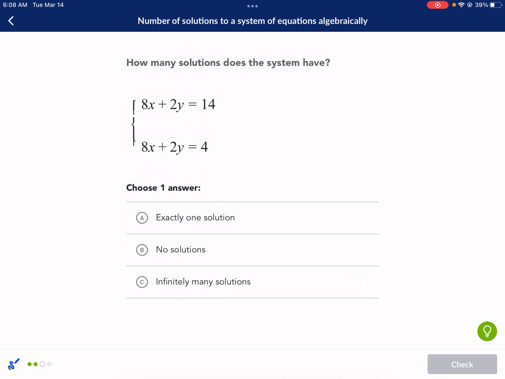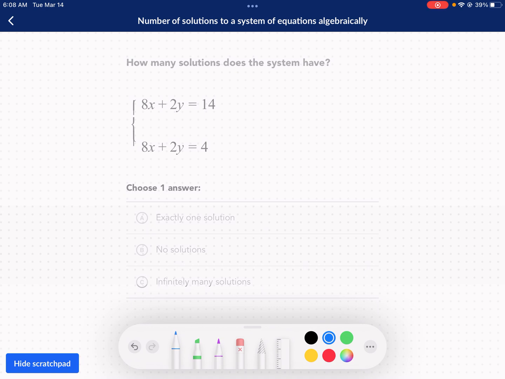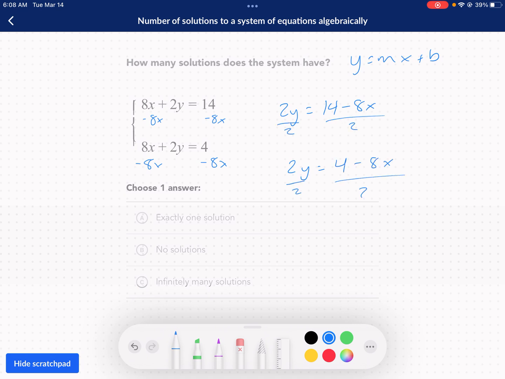All right, so I have a feeling I already know which one this is. We can verify by solving for y in both these equations. So I'm going to subtract 8x from both these equations, actually, because I'm trying to get the y by itself. That'll allow us to have it in slope-intercept form, where we can analyze the slopes. So I have 2y equals 14 minus 8x. 2y equals 4 minus 8x. I'm going to divide by 2 to finish it off. Divide by 2, divide by 2.